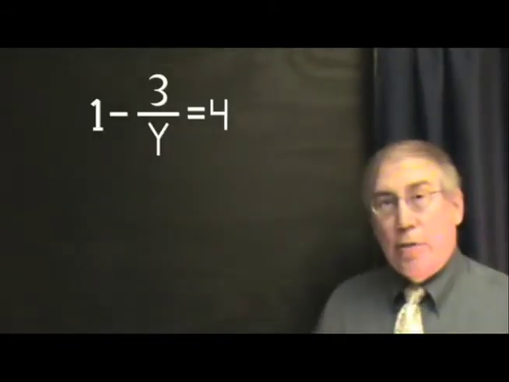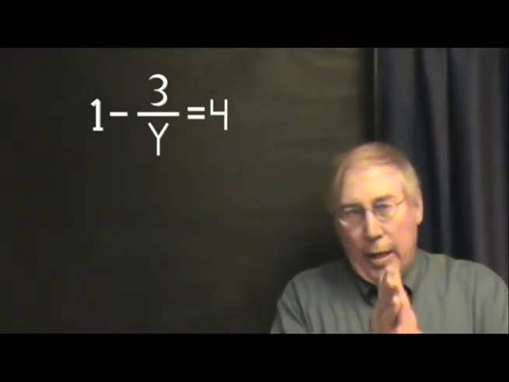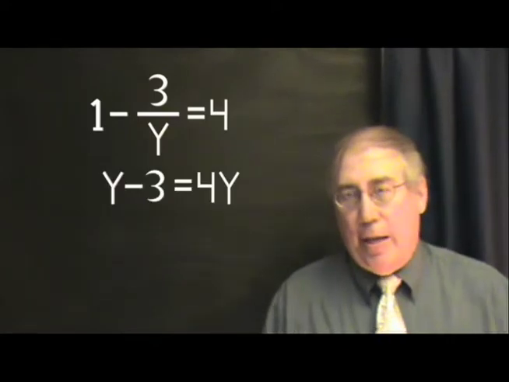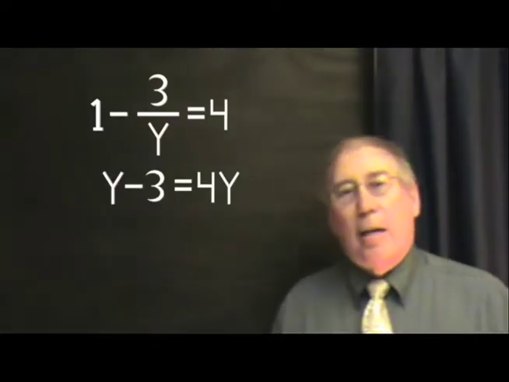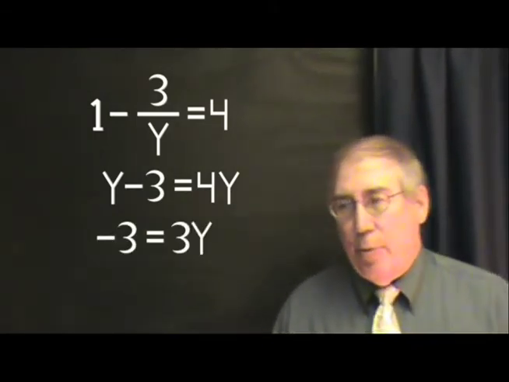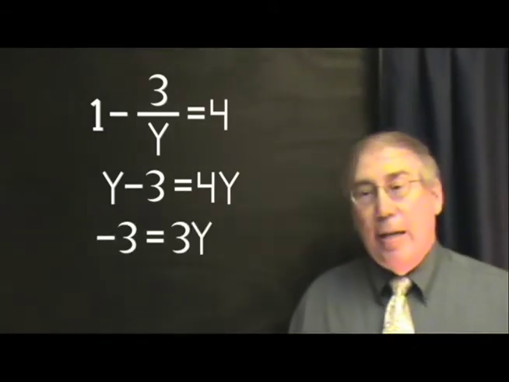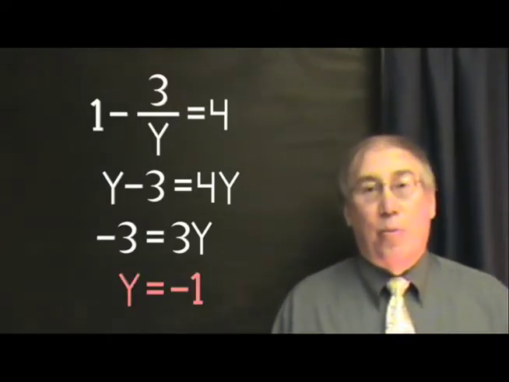This one is fairly simple. Just make sure that when you multiply through, you multiply each term by y in this case. So you get y minus 3 equals 4y. Let's subtract y from both sides, and we'll get negative 3 equals 3y, and then our y will be negative 1.